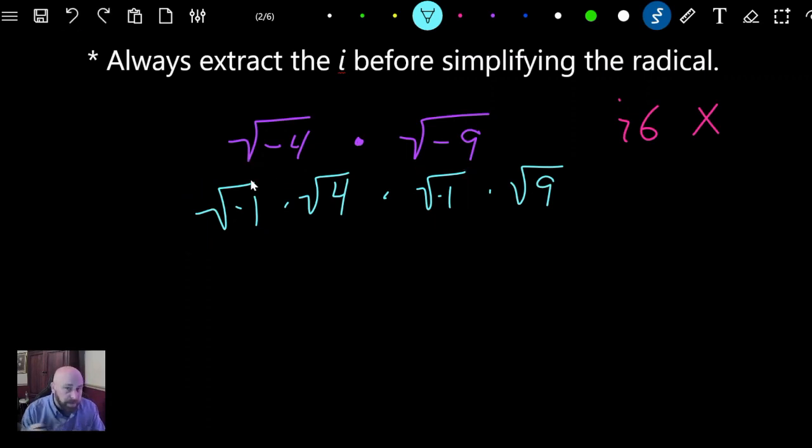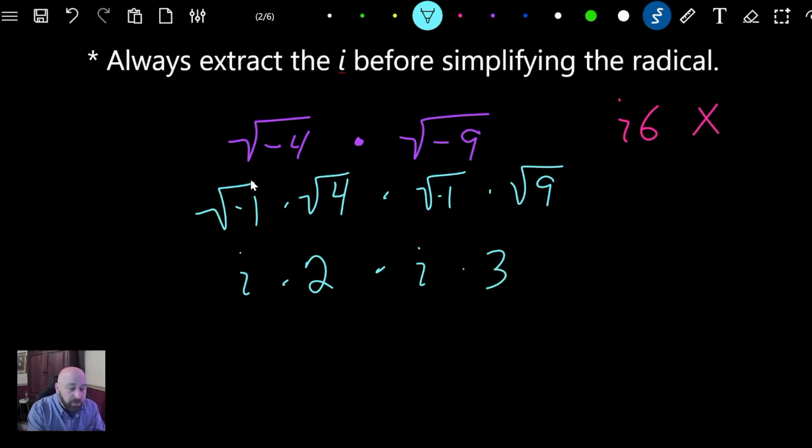Both of those were imaginary, not just one. Okay, this was imaginary and this was imaginary. So always extract that before you start simplifying. So here we have i, and this is where, remember I said that we're going to get these that have like i squareds and i cubes and things like that. Times 2 times i times 3.